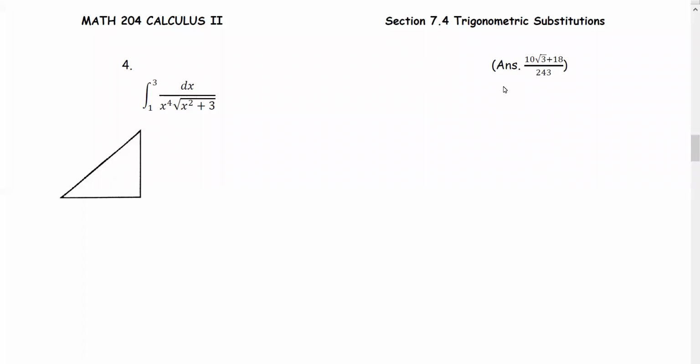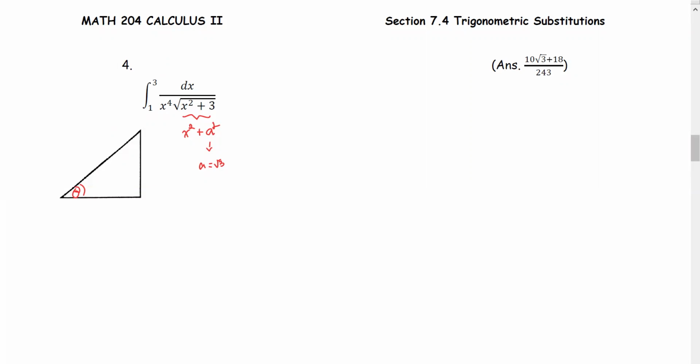Example 4. The definite integral from 1 to 3 of 1 over x to the fourth multiplied by the radical x squared plus 3 with respect to x. From the right triangle diagram, locate an angle theta. For this problem, we see x squared plus 3. Treat it as x squared plus some number to the second power. That tells us that number is square root 3.